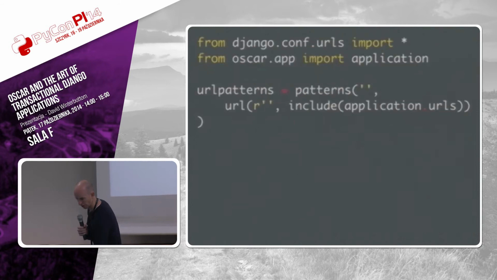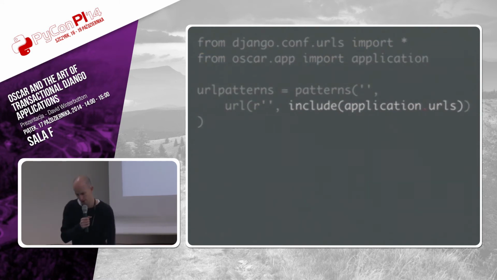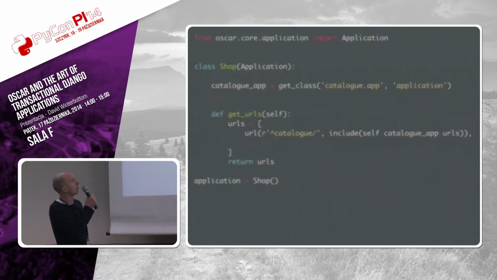Okay, so we've seen that. And in Oscar, we do the same kind of thing. We have an application object, as we would call it, where for the URLs you would include the URLs as a property. Seems a bit strange. And then the root application class of Oscar looks a bit like this.